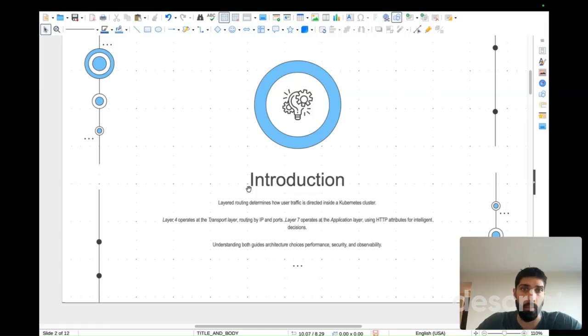Layer 7, on the other hand, is the application layer. It uses the HTTP protocol to route traffic. So the benefit of HTTP is that it has so much information. You have the HTTP header, the cookies, the URL, the path, and much more information to route this traffic. The benefits of layer 4, on the other hand, are that it is very fast and it's cheaper. So we'll get into why that is.